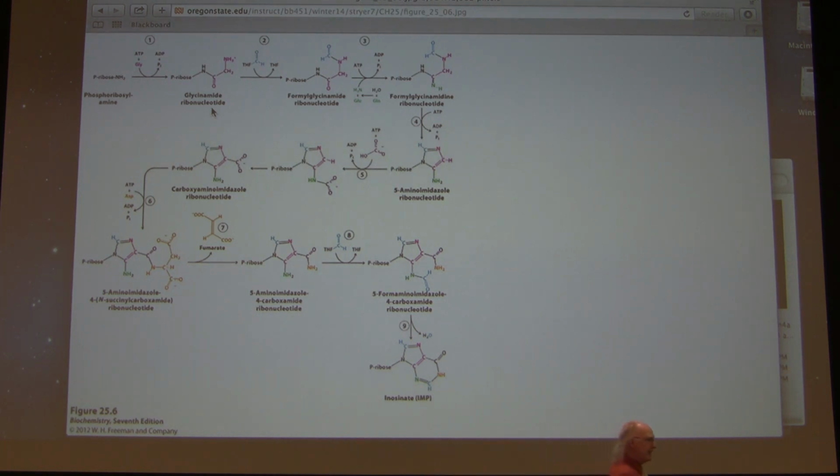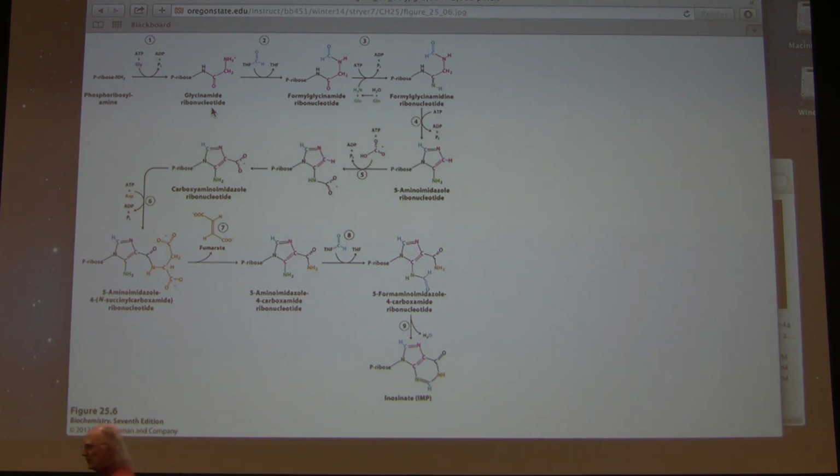Now, it's an interesting enzyme. I'm going to give you the name. It's got a mouthful of a name. It's called PRPP amidotransferase. That's amido, A-M-I-D-O.